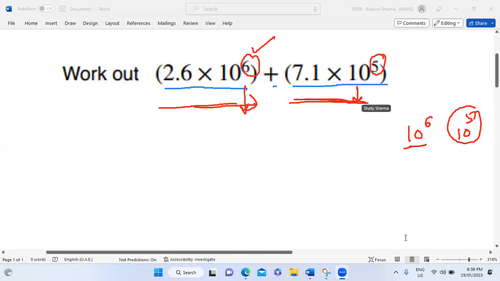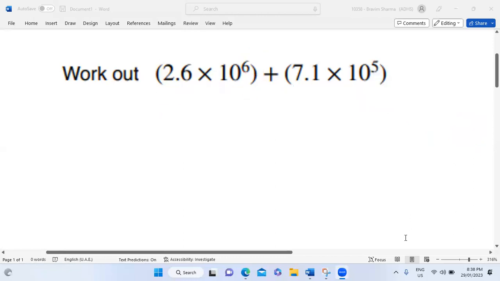And if nothing is mentioned, you are free to make either this 10 to the power 6 as 10 to the power 5 by applying some steps, or you can convert this 10 to the power of 5 as 10 to the power of 6 by applying some steps. Okay. Now, I will explain how we can do so. For example, I have this one, 2.6 times 10 to the power 6, and I want to make it as 10 to the power of 5.